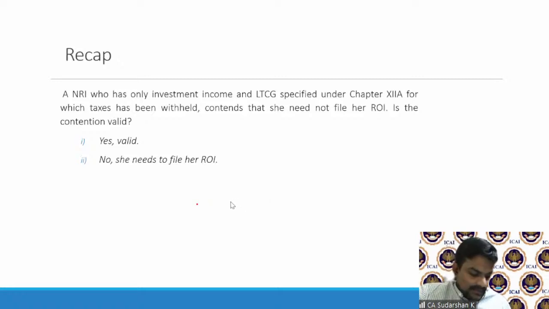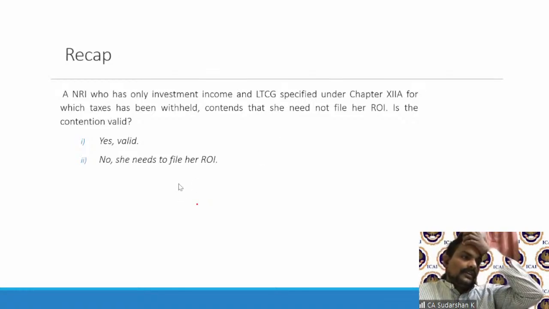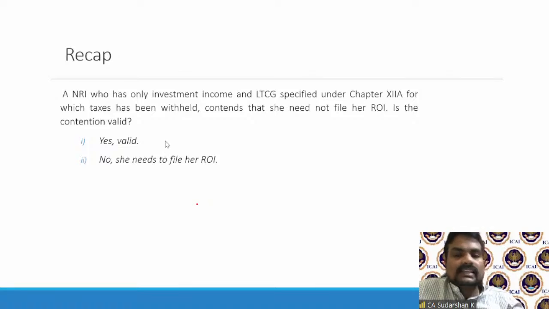115G specifically provides that the NRI need not furnish a return of income if her total income is only investment income and LTCG, and tax is deductible under the provisions of Chapter 17B. So if tax is deductible under the provisions of Chapter 17B, then in such a situation, there is no need for her to file a return of income. So the answer to this will be yes, valid. She need not file a return of income.